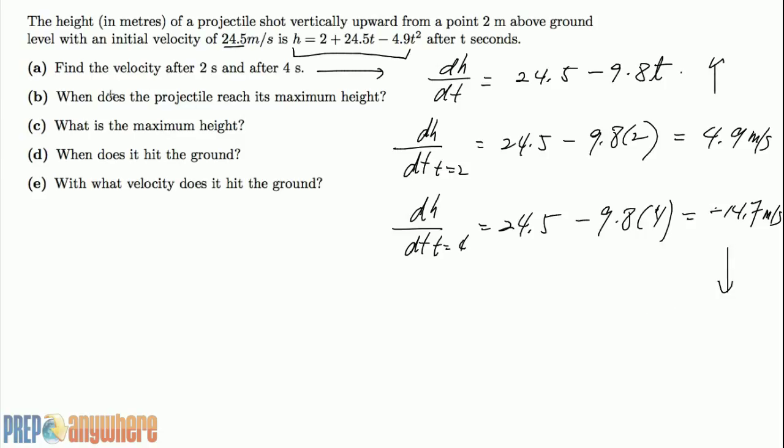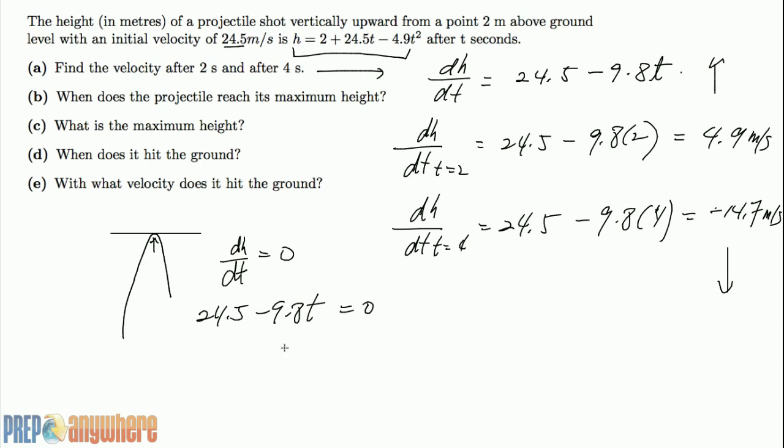Okay, so part B. When does a projectile reach its maximum height? Okay, when the projectile goes up and when it starts to turn back down, right, at that point, that's the maximum height. So in other words, when dh over dt is equal to 0, it hits the maximum height. So let's set that 24.5 minus 9.8t to be 0 and solve for t. So at 2.5 seconds, we hit the maximum height.